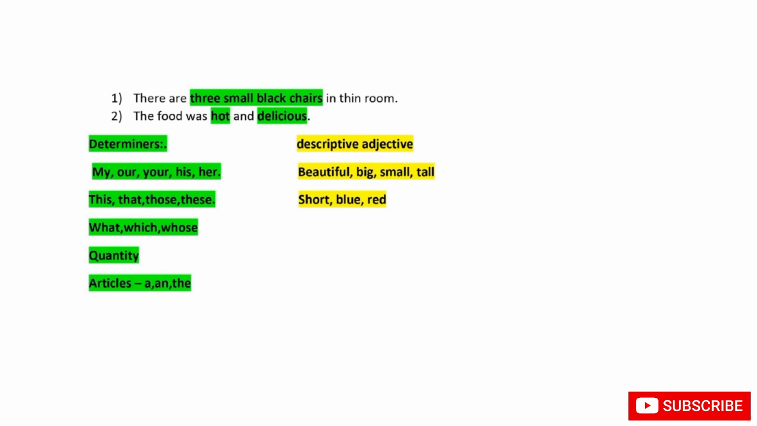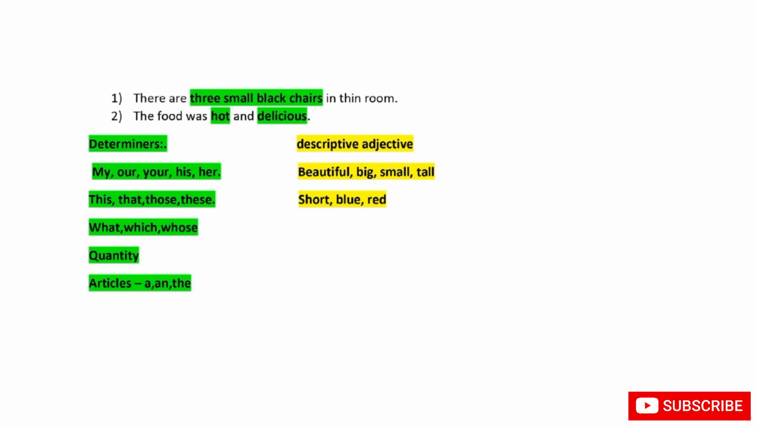There are two main types of adjectives in English. These are called determiners and descriptive adjectives. Or as I like to say, less interesting and more interesting adjectives. I say that descriptive adjectives are more interesting because these are what we commonly think of as adjectives. Words like beautiful, big, small, tall, short, blue, red, etc.